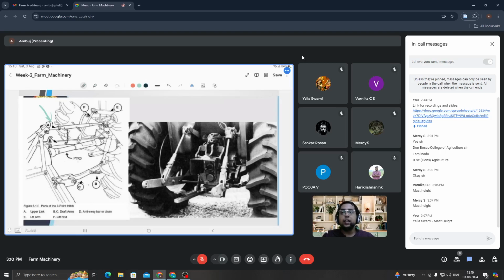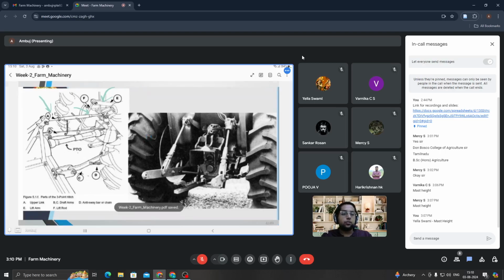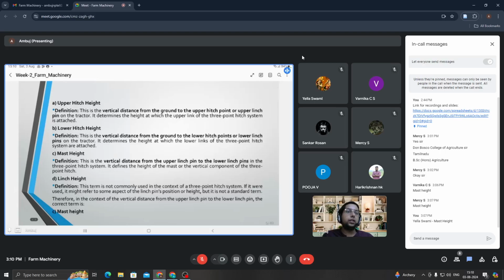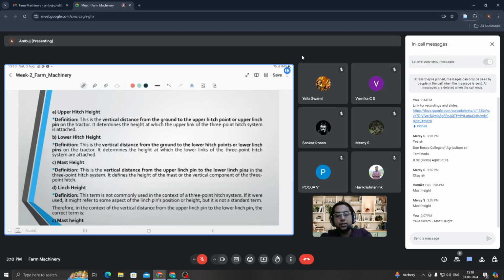Then E, that component is your lift arm. This one is known as the lift arm. And F is your lift rod. This is a typical 3-point hitch system of a tractor. So three options were given, and one was, I think, lynch height. Lynch height is not a valid term in the case of a hydraulic system, so we will directly eliminate this one. This one we can eliminate.